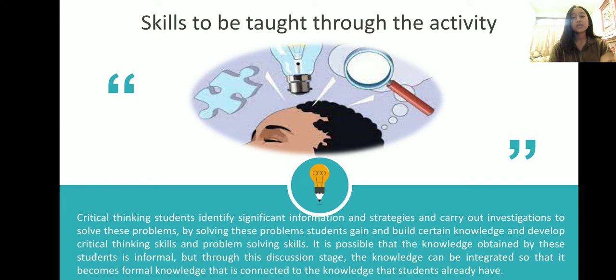Okay, the first I want to explain is the skills to be taught through the activity. Critical thinking: students identify significant information and strategies and carry out investigation to solve the problem. By solving this problem, students gain and build certain knowledge and develop critical thinking and problem solving skills. It is possible that the knowledge obtained by the student is informal, but throughout the discussion stage, the knowledge can be integrated so that it becomes formal knowledge that is connected to the knowledge that students already have.